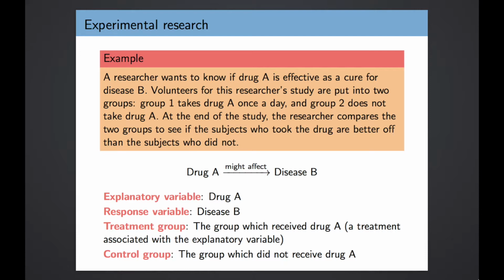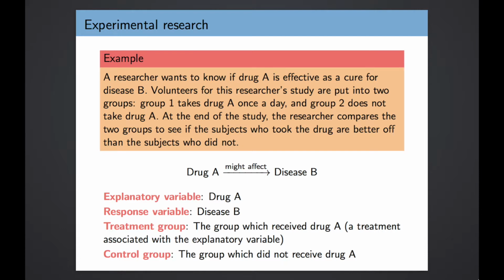So, again, in our framework of explanatory and response variables, we're wondering if drug A might affect disease B. The explanatory variable is drug A, the response variable is disease B. And we're also going to introduce two new terms. The treatment group is the group which received drug A. This is a treatment that's associated with the explanatory variable, the variable that we want to see the effects of.